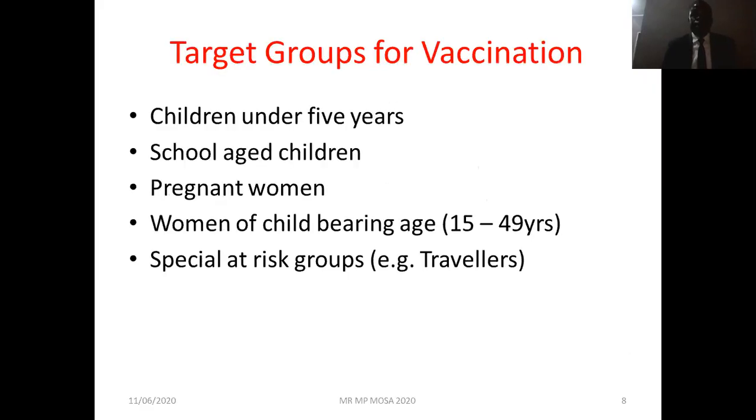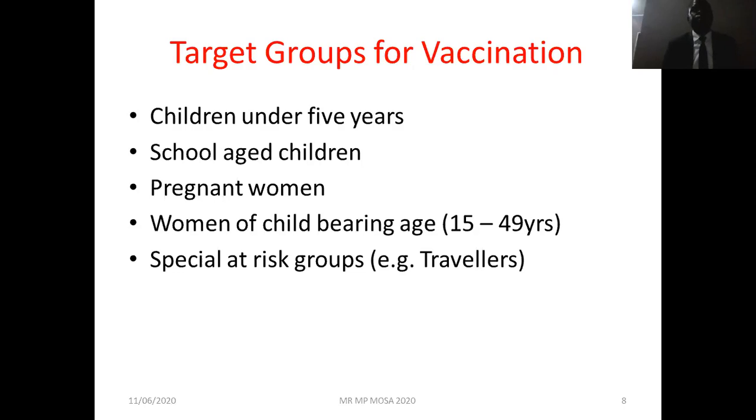Let us look at the target groups of this vaccination. So the vaccination targets children under 5 years. It also targets school-aged children. It also targets pregnant women. It also targets women of childbearing age, that is 15 to 49 years. Then special at-risk groups such as travelers.